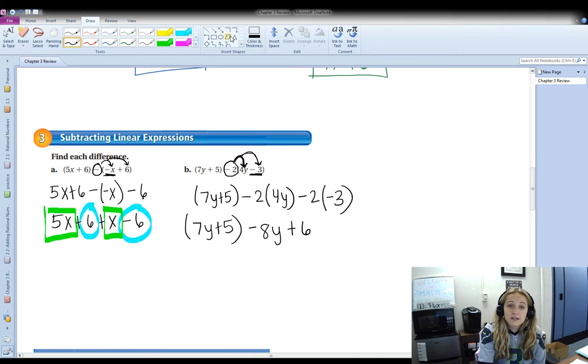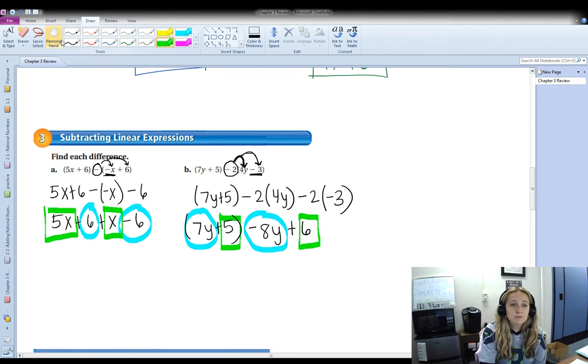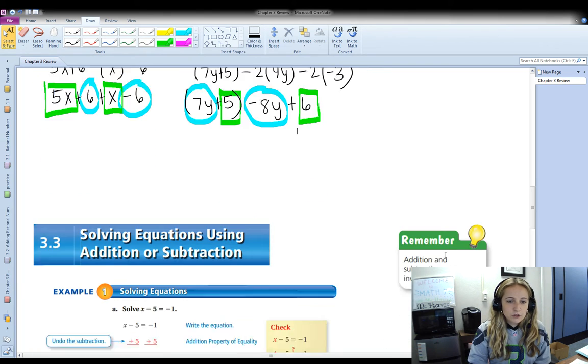Okay? From here, now again, I identify my like terms. Okay? And then once I identify my like terms, I can choose to either do the vertical method or the horizontal method like above. Most important thing about this is if there's a number outside of the parentheses, you gotta distribute it in first. That is always your first task. All right, let's scroll down.